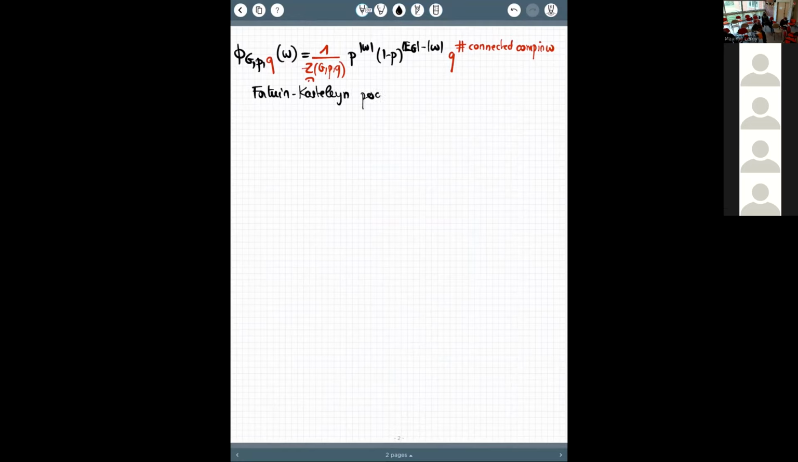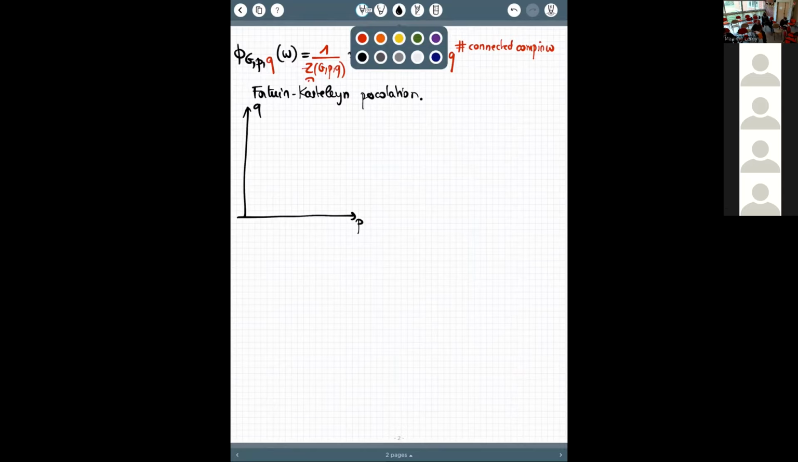And you can try to draw the phase diagram of this thing. You put P and Q. And what you realize quickly is that there is a curve. Oh, that's a terrible way of drawing it. Sorry about that. Let me start like that. There is a curve, which is actually this curve, P equals square root of Q over 1 plus square root of Q.